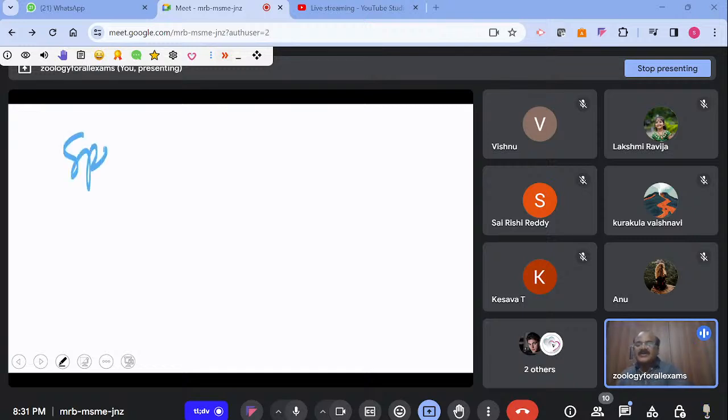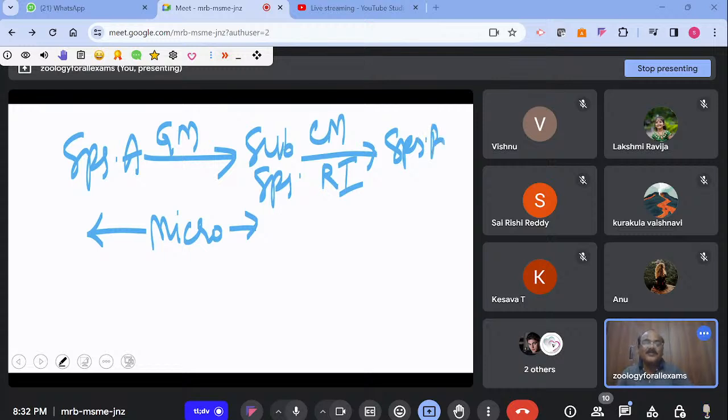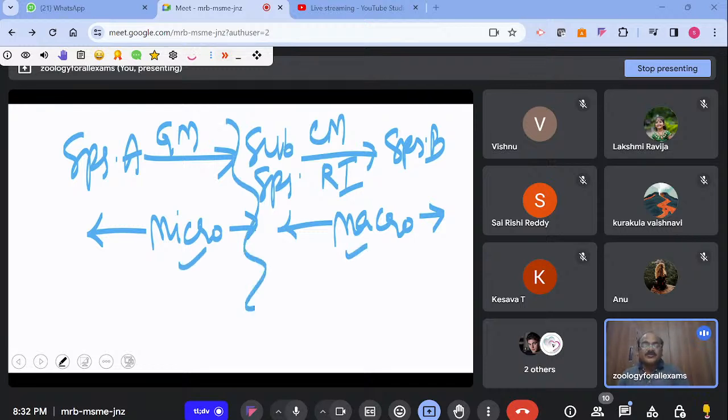Thus, species A, in due course of time, if gene mutations take place, produces only subspecies. We call this microevolution. Evolution up to the formation of subspecies is called microevolution. If chromosomal mutations take place or chromosomal configuration changes and reproductive isolation takes place, a new species is formed, then we call it macroevolution. And for microevolution or macroevolution to take place, there must be what we call a geographical isolation to operate here. When individuals are separated, then only evolution starts.